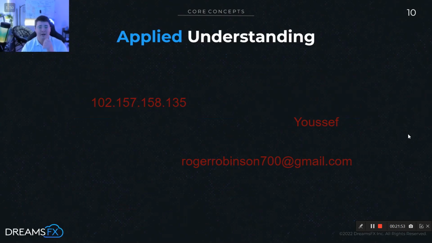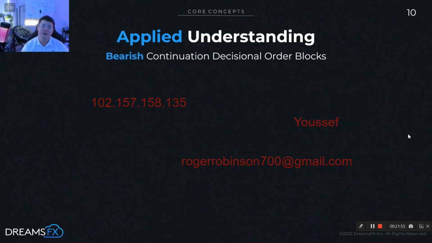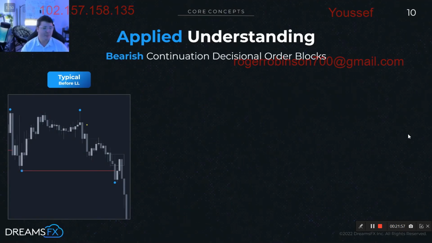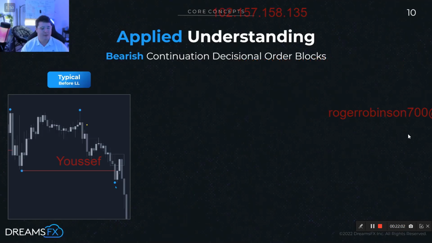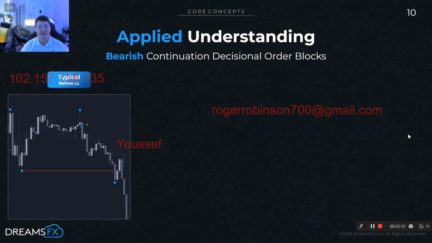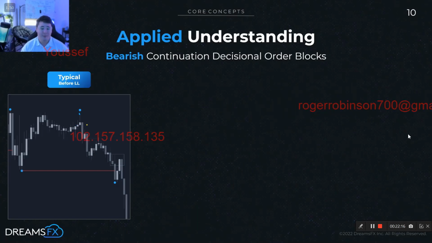Now let's do the applied understanding of our bearish continuation decisional order blocks. In this scenario, we have a high, low, lower high, lower low. So our question becomes, where's our decisional order block? What we can see initially is our extreme order block is the order block that lies at the lower high, exactly as the diagrams y'all have seen, lies right here, right? And then we see that this was, from a push perspective, we said we had one first push here.